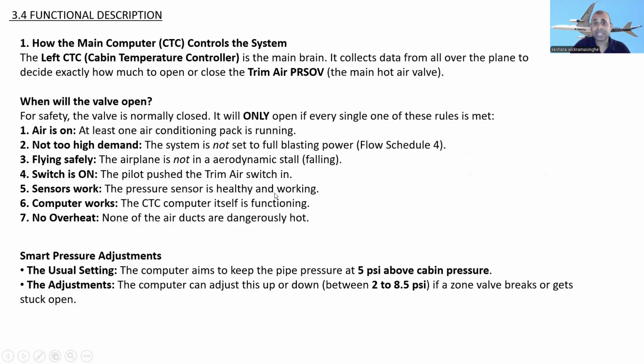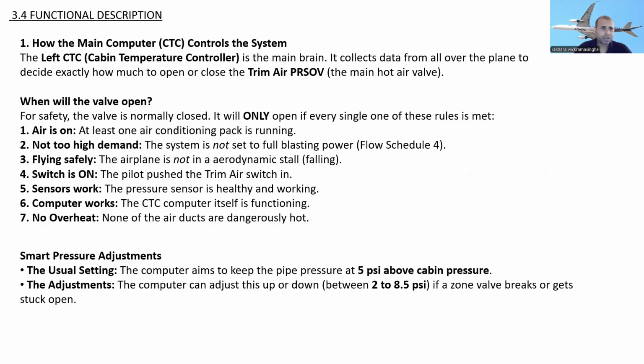The pressure sensors are healthy and working, and the computer works. The cabin temperature controller computer itself is functioning and there is no overheat. None of the air ducts are dangerously hot. If any one of these conditions is incorrect, the pressure regulating valve cannot be opened.